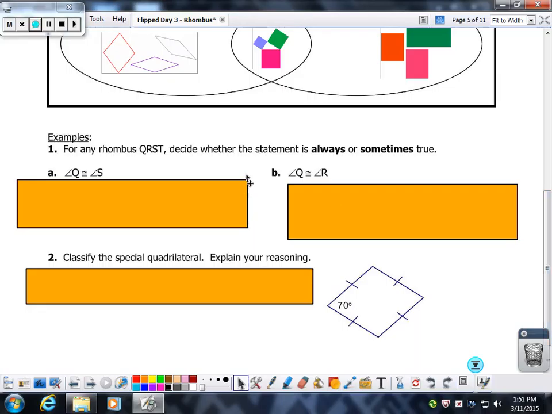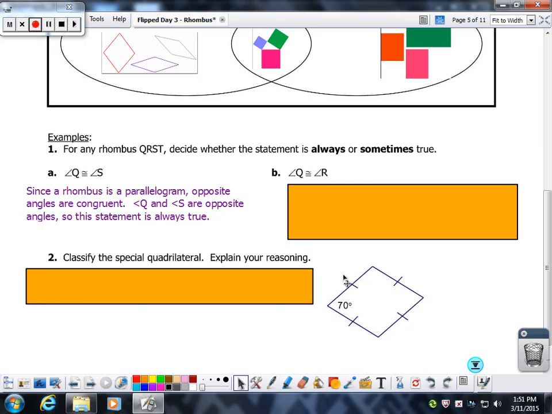Example 1 says, for any rhombus QRST, decide whether the statement is always or sometimes true. So, is angle Q congruent to angle S? Since a rhombus is a parallelogram, opposite angles are congruent. Q and S are opposite angles, so this statement will always be true.